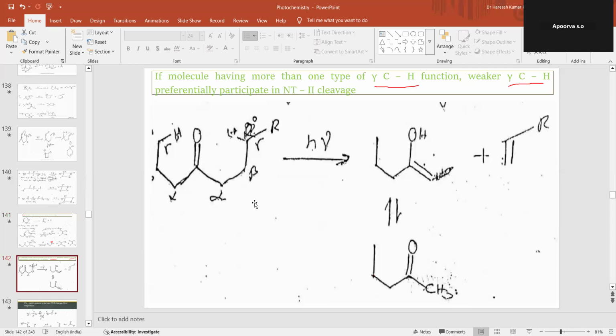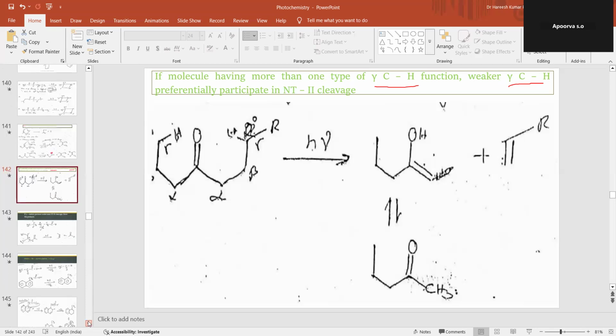In the next slide, I am taking two more examples. So you can observe that here two gamma CH are there. If there are two gamma CH, the weaker gamma CH preferentially participates in the Norrish type II cleavage. So from these two, you have to identify which one is weaker. Here, this is CH2, whereas this one is CH3. You know that CH2 will be weaker compared to CH3. That's the reason hydrogen abstraction occurs at this carbon, not at this carbon. So the obtained products are a ketone and alkene. So here I am taking one question. You can answer that.